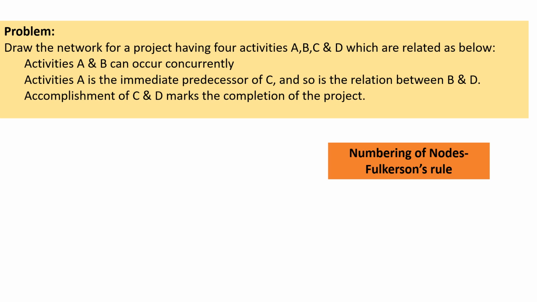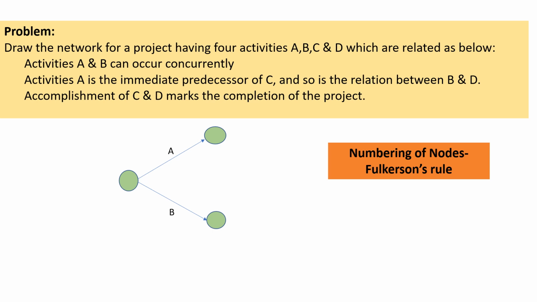Activities A and B can occur concurrently. Activity A is the immediate predecessor of C, and so is the relation between B and D. Completion of C and D marks the completion of the project. Let us draw the network. First we have the start node, and then we draw activity A arrow. Now activities A and B occur concurrently or simultaneously. Therefore, activity B also can be started from the same start event.